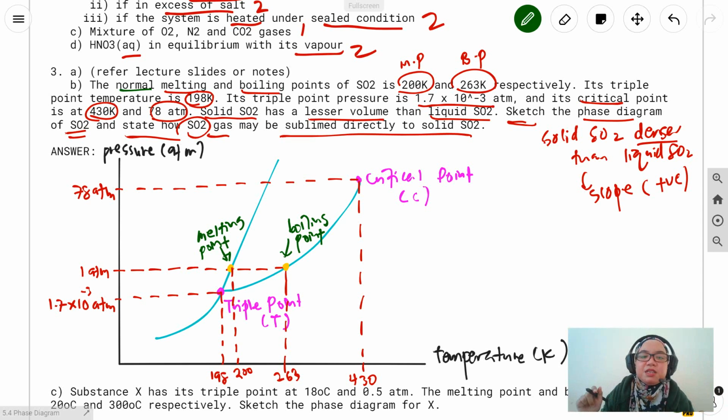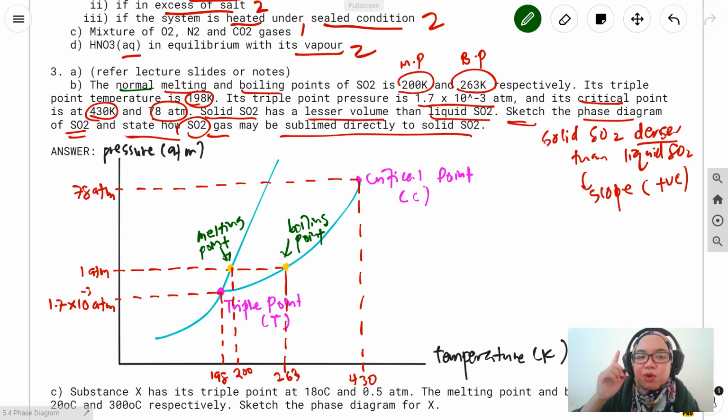Next, awak label dia punya pressure dengan temperature of critical point. And then awak label dia punya pressure dengan temperature of melting dengan boiling point. That is how you do the sketch the phase diagram.